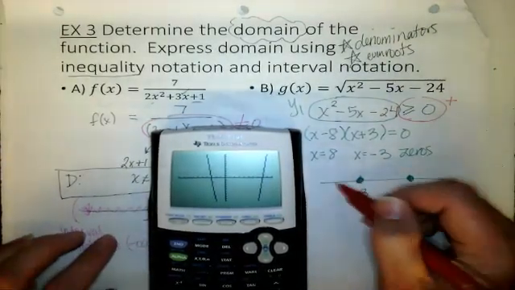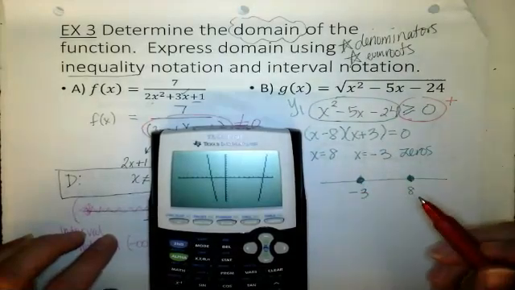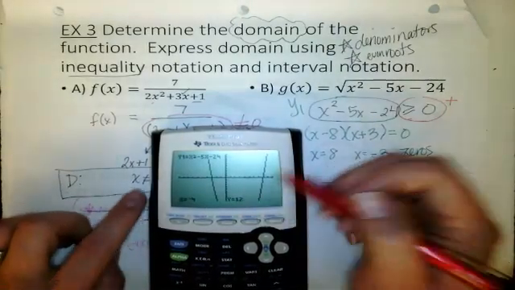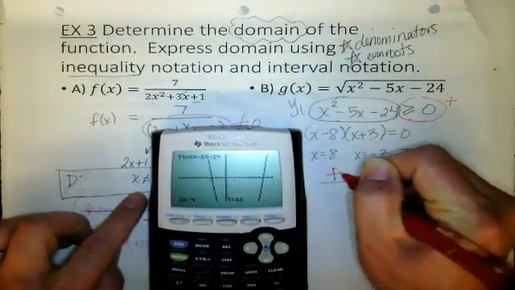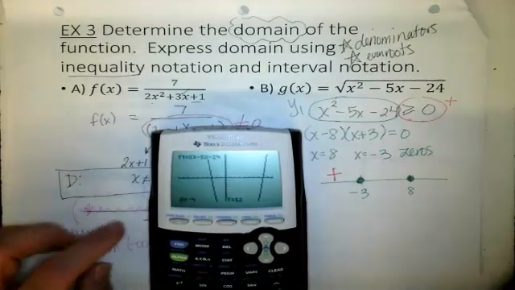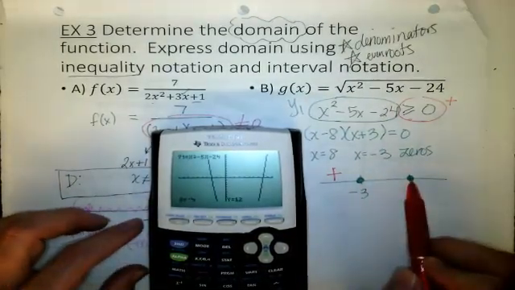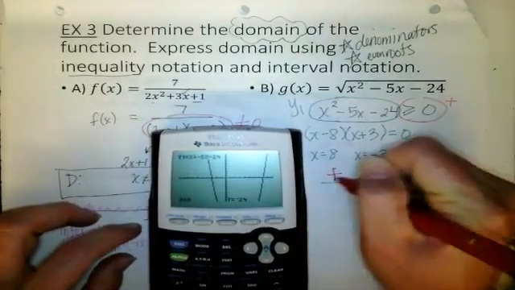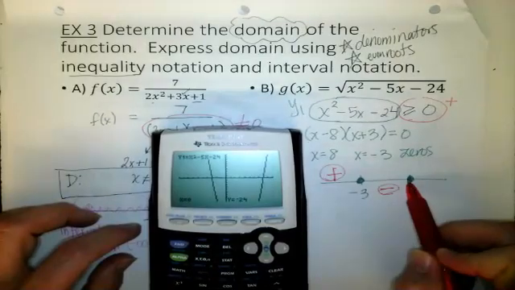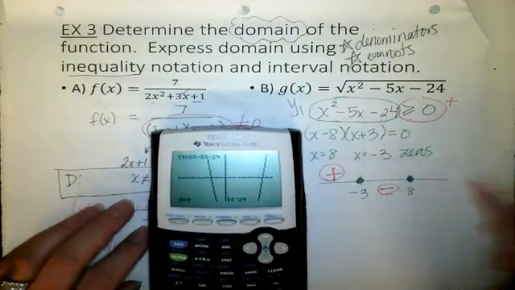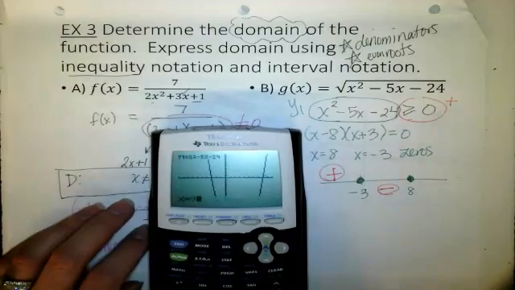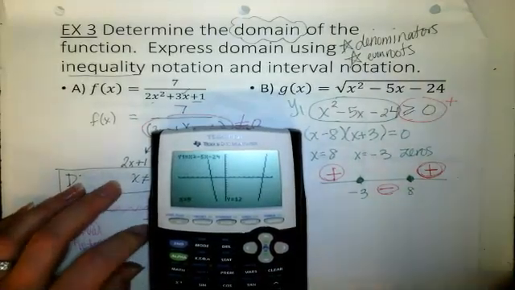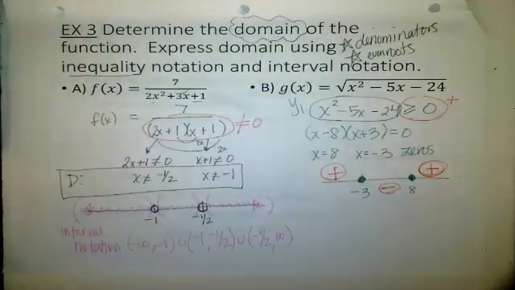So I'm going to pick a number. What's to the left of negative 3? Negative 4. So I'm going to trace negative 4. And I got positive 12. So that's a big giant positive. Everything to the left of negative 3 is positive. What's between negative 3 and 8? 0. So I'm going to trace 0 and I get negative 24. Everything between negative 3 and 8 is a negative value. What's to the right of 8? 9. 9 gives us a positive result. Everything to the right of 8 gives us a positive result.